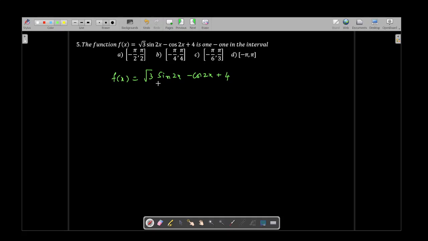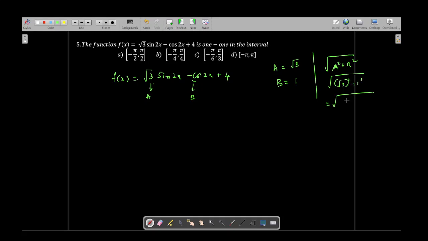So the coefficient of sine, let us take this as a, and the coefficient of cos, let us take it as b. So the coefficient of sin x is root 3, coefficient of cos is 1. So what we have to do is, we have to divide and multiply by square root of a square plus b square, which is square root of root 3 square plus 1 square, which is square root of 3 plus 1, which is root 4, that is 2. So this factor I'll multiply and divide.